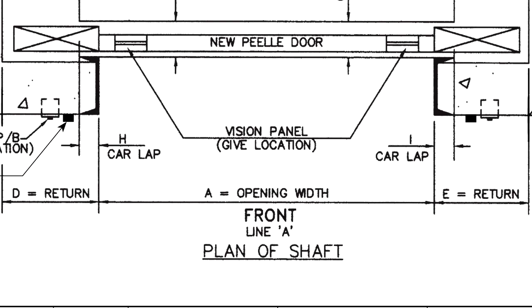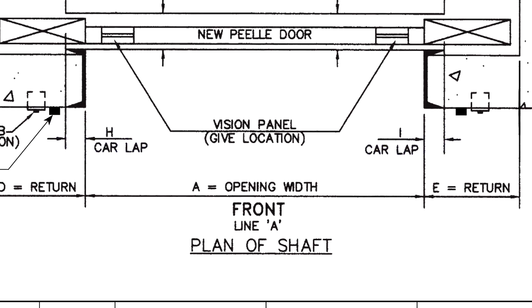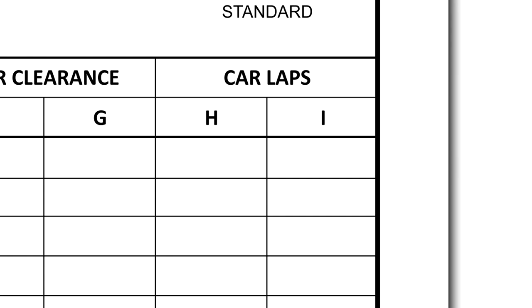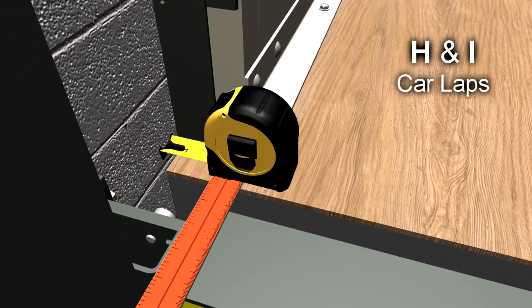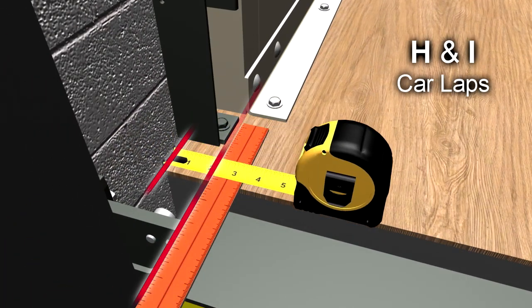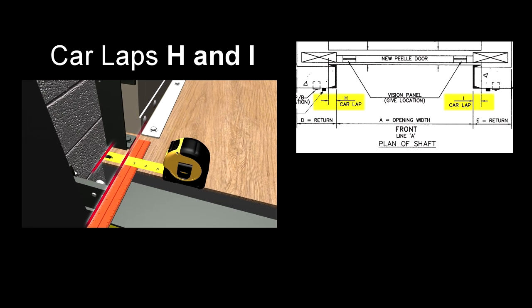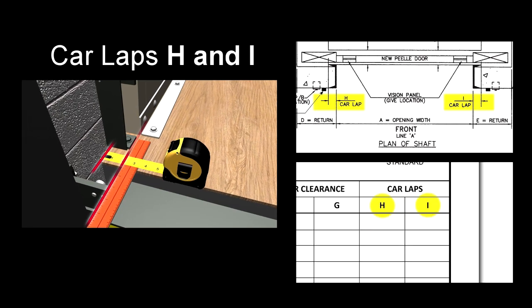Car laps, dimensions H and I. With the doors fully open, measure the distance from the edge of the platform to the jam. You will need to use a straight edge in order to extend the jam edge. This dimension can vary. It can be small, large, 0, or even negative if the door opening is offset significantly.